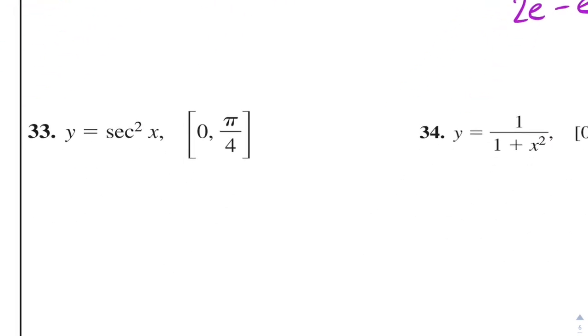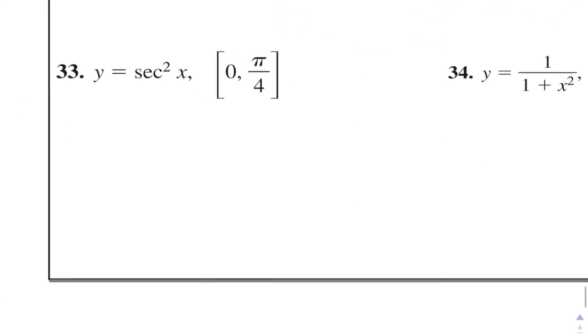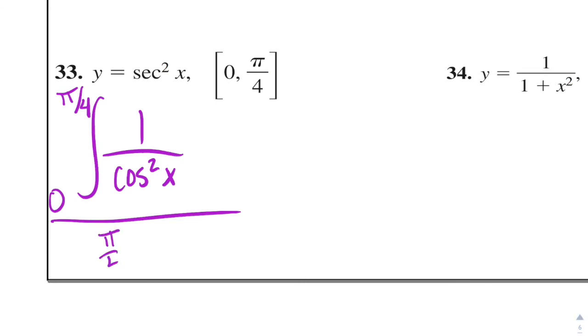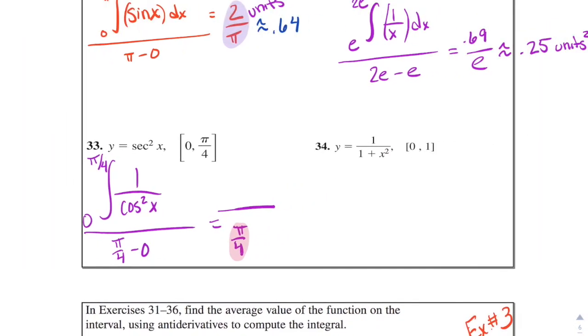Okay. This one, so that's it for that one. This one, you're going to want to write it as 1 over cosine squared x from 0 to pi over 4, and you'll get pi over 4 minus 0. When you end up doing that, you'll get pi over 4 in a denominator, which actually, whatever number you get up here doesn't really matter. You can actually multiply it by 4 over pi. Don't forget that the reciprocal of pi over 4 is 4 over pi. I'll let you do those on your own, though. Just a little note for that one.